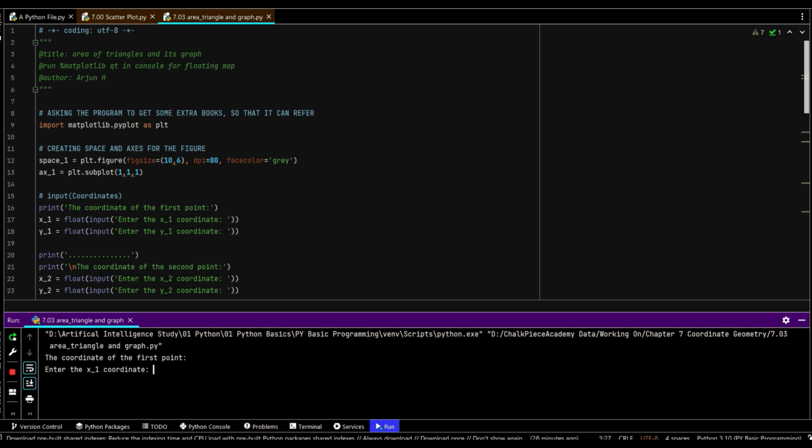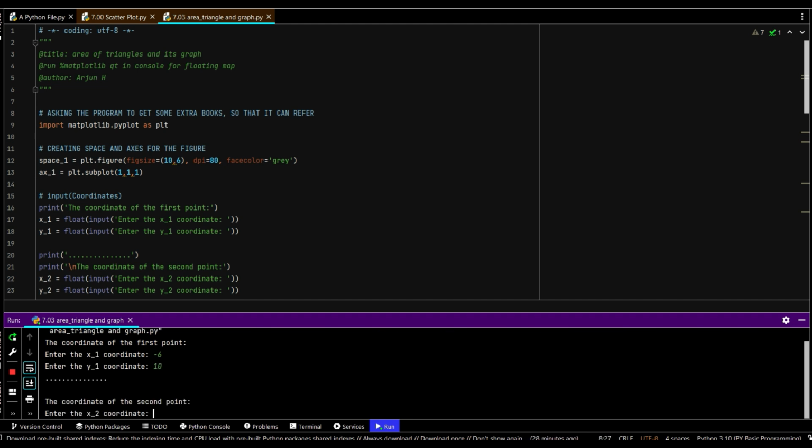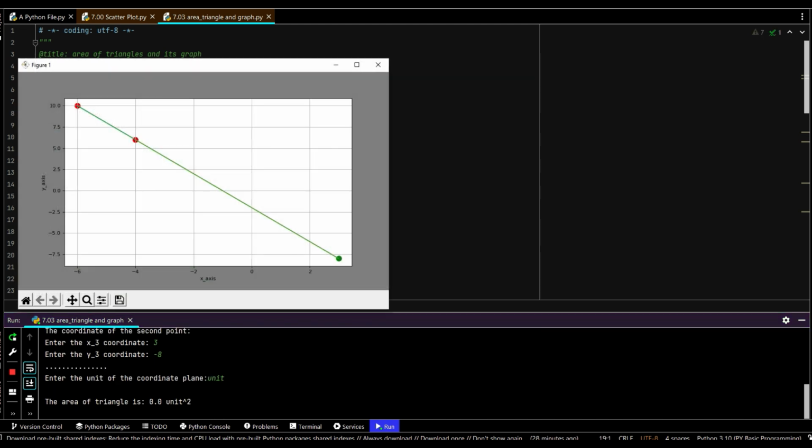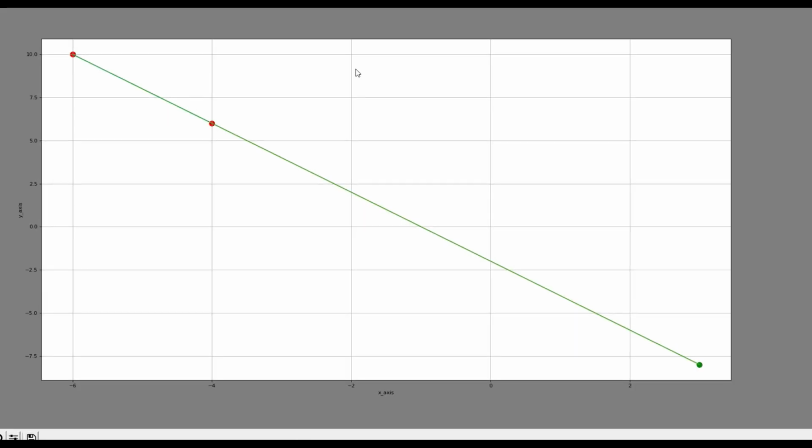So I've written down the points -6 and 10. The second point is -4 and 6. Third point is 3 and -8. Okay, so these are your points. You can pause and have a look. This is point A. I think this is -4 and 6. Yeah, this is point B and this is point C.